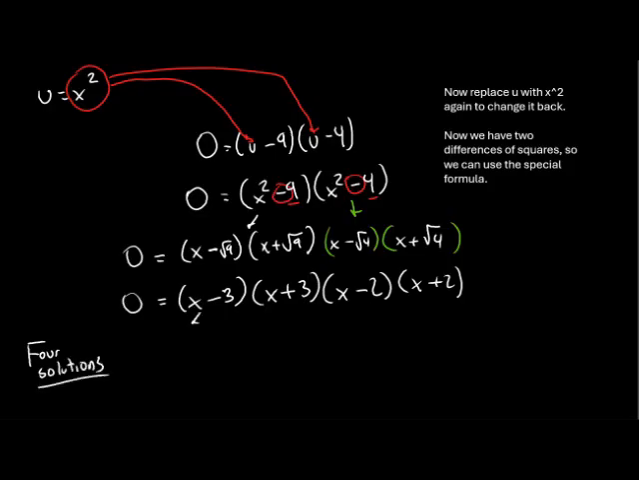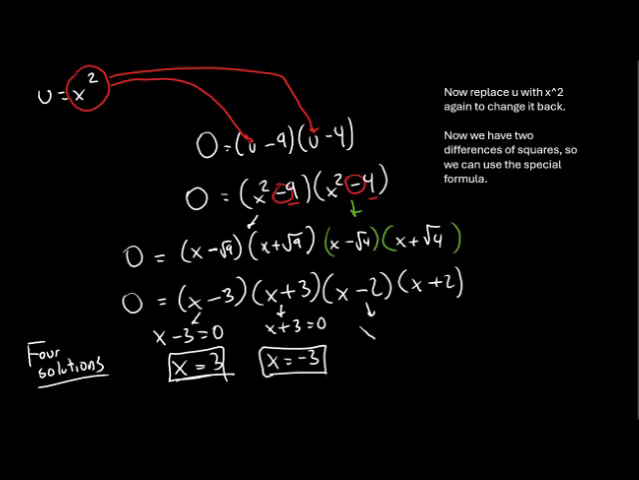If we solve the first piece, x minus 3, we'll say x minus 3 equals 0, and therefore x equals 3. For our second piece, we'll say x plus 3 equals 0, giving us x equals negative 3. For our third piece, we'll say x minus 2 equals 0, giving us x equals 2. And for our final piece, we'll say x plus 2 equals 0, giving us x equals negative 2.